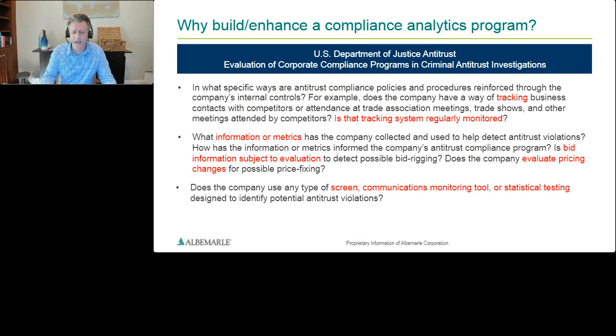One of the examples I'll talk about a little later is how we're using analytics to track pricing. That pricing analytics can be used not only for antitrust purposes, but also for corruption compliance program purposes as well. So those regulatory expectations are not limited to corruption or general ethics compliance, but also extend to other areas such as antitrust and trade compliance.